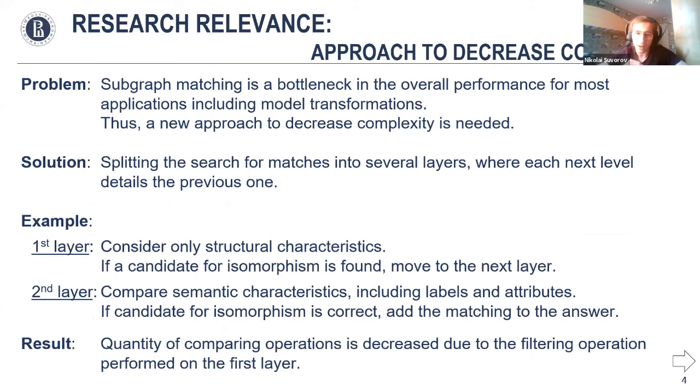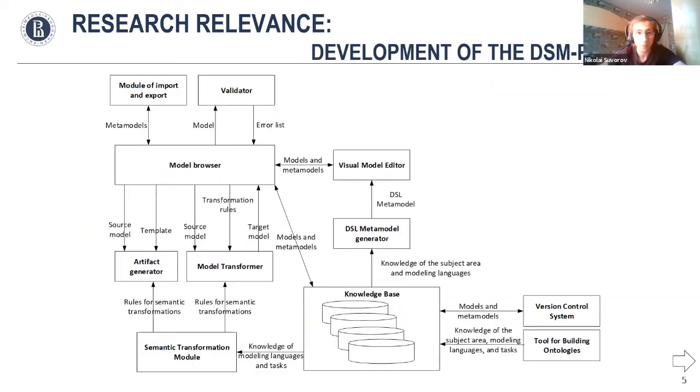The idea to decrease complexity is to split the search into several layers, where each next level details the previous one. For instance, on the first layer, only structural characteristics can be taken into account. If a candidate for isomorphism is found, the algorithm moves to the next layer, where the semantic characteristics are compared. If the candidate is verified on the second layer, the matching is added to the answer. This approach helps to decrease the number of comparison operations and thus the overall complexity of the algorithm.